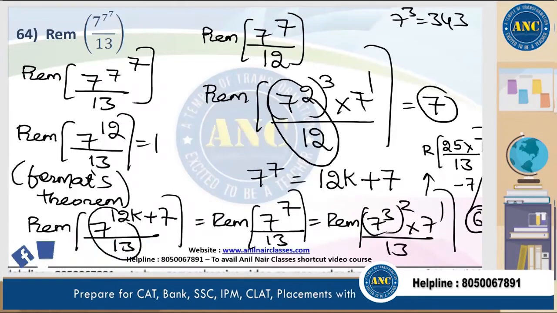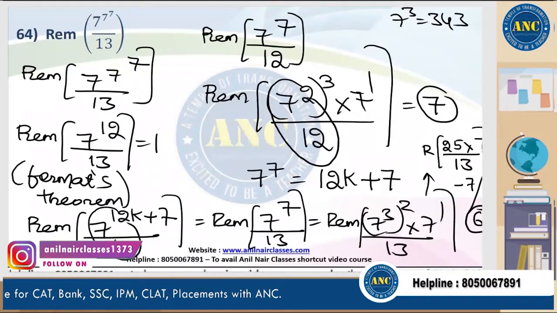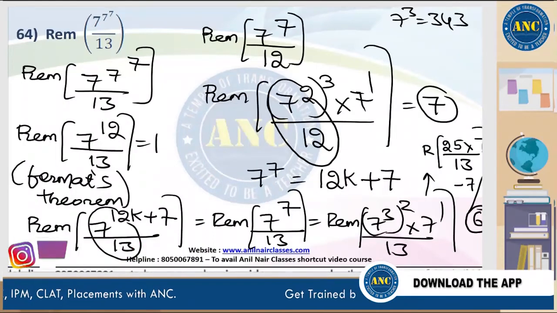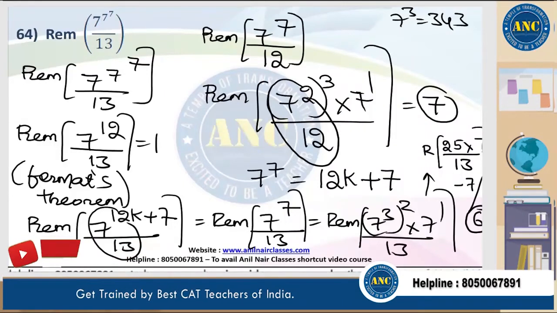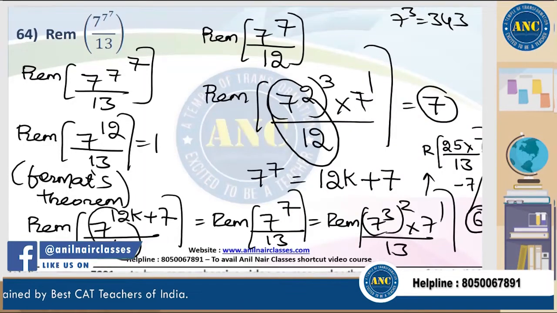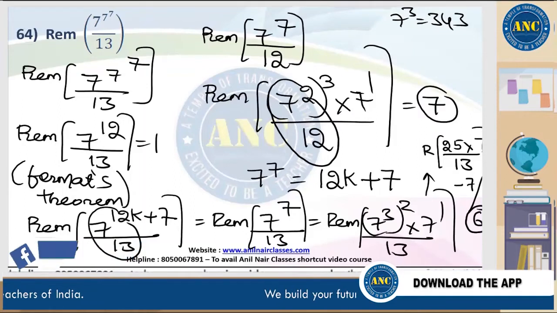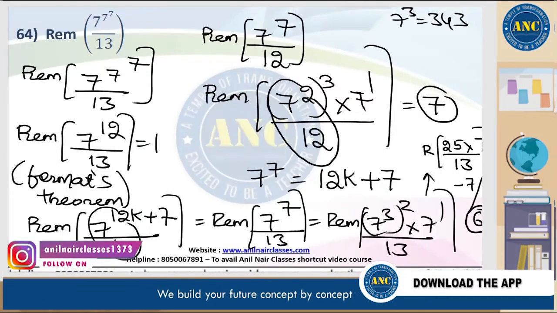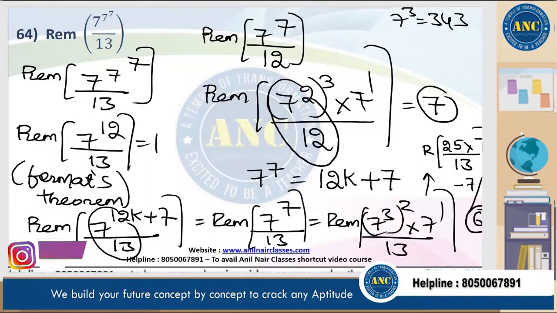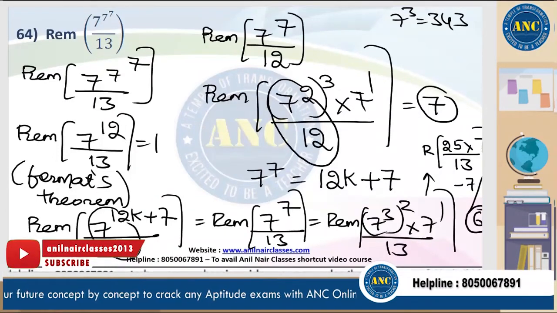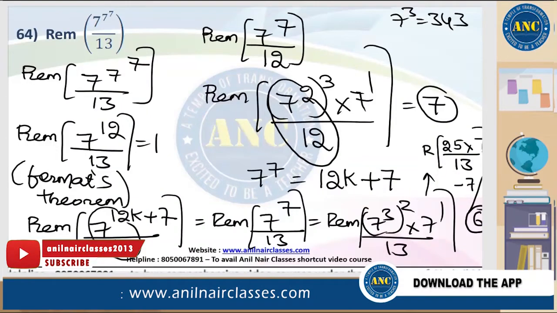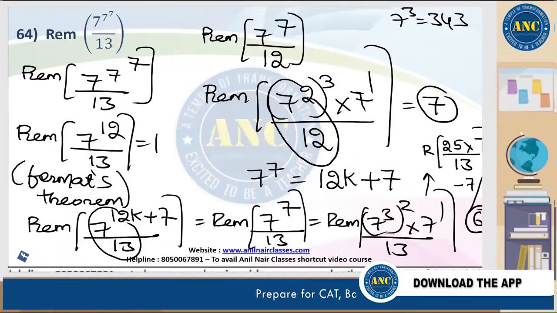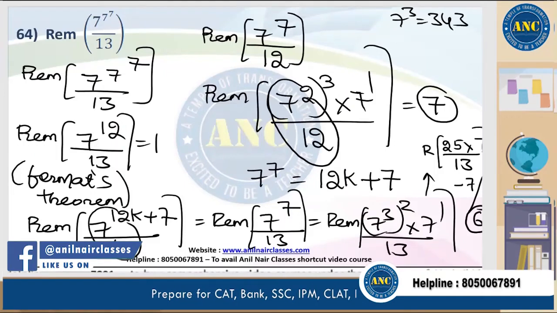I hope the logic is clear. If the denominator is a prime number, use Fermat's theorem. Because here it is 13, the power should be 12. 7 power 12 by 13 is 1. So I divided 7 power 7 by 12. 7 square is 49, 12 fours are 48, 1. 7 square power whole cube into 7 by 12. 49 by 12 is 1, 1 sevens are 7. 7 power 7 when divided by 12, I got a remainder 7. So 7 power 7 is 12k plus 7. I substituted and used the negative remainder concept to get the answer.